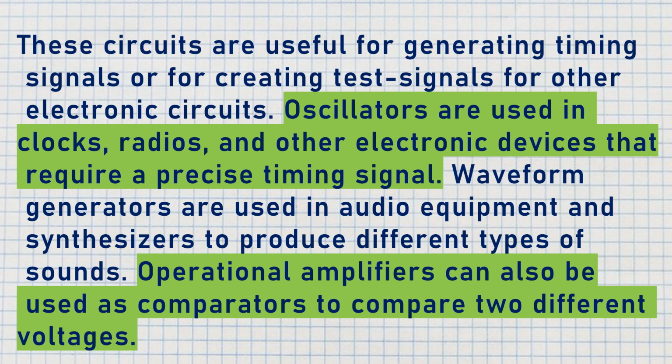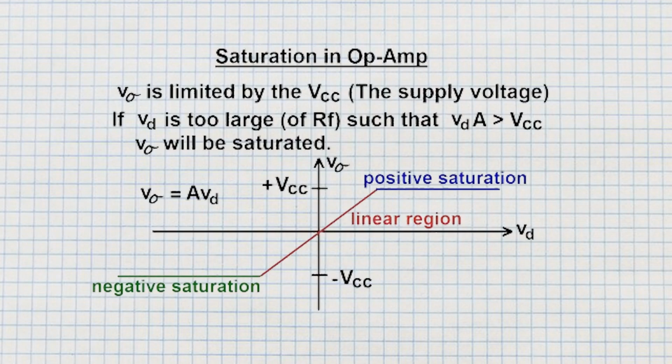Operational amplifiers can also be used as comparators to compare two different voltages. In this configuration, the amplifier is operated in a saturated state, and the output voltage is either high or low depending on the differential input voltage. Comparators are used in electronic circuits that require a digital output signal based on the comparison of two analog signals.